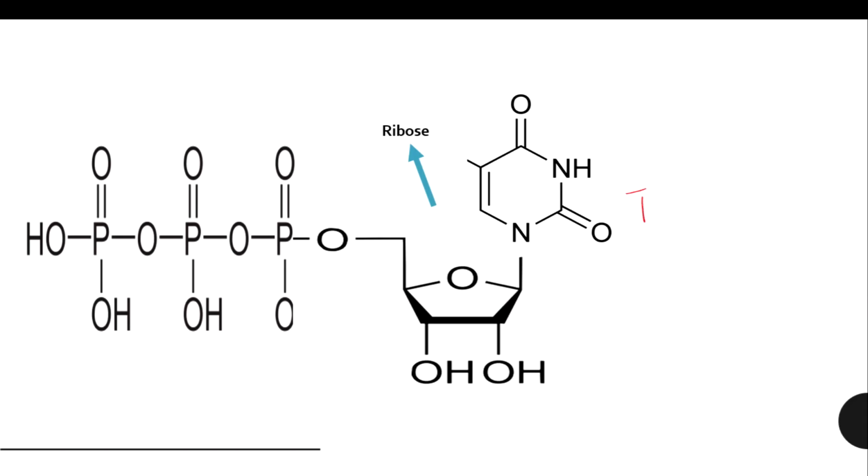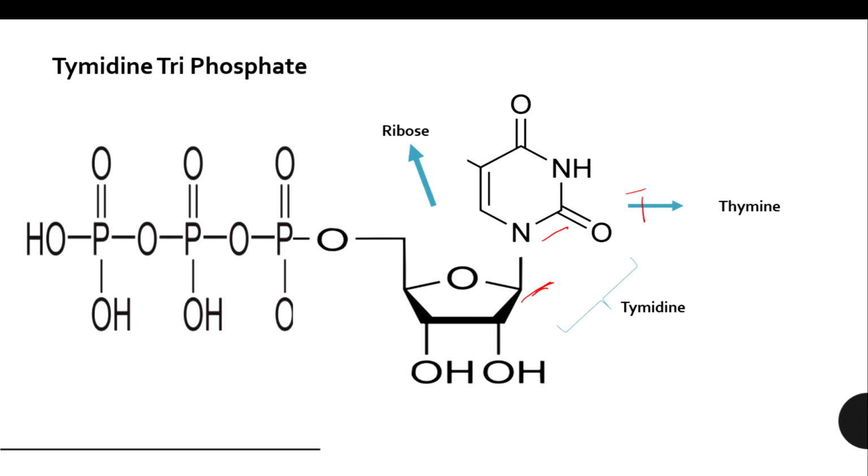So don't get confused between thiamine and thymine. Thiamine is a vitamin, thymine is a nitrogenous base here. So this is the thymine structure. The combination of thymine and the 5-carbon sugar is called thymidine. When thymidine reacts with 3 phosphates, it is called TTP, thymidine triphosphate.